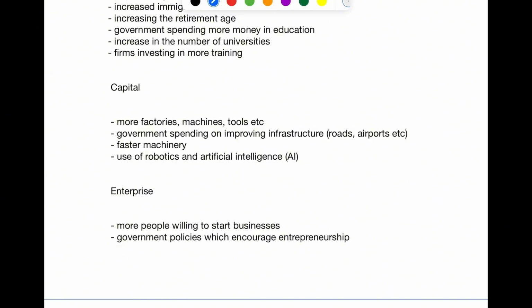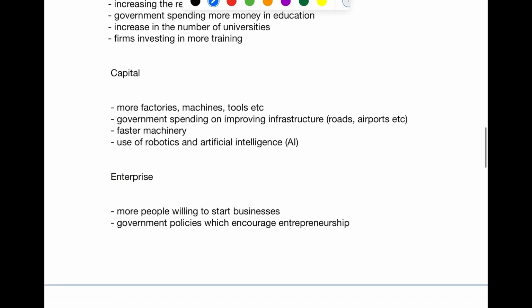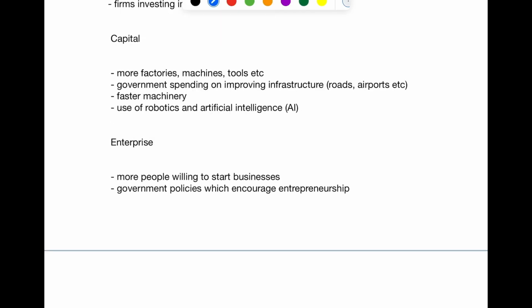And also we've got the use of robotics and artificial intelligence also speeding up the potential output within an economy. And then enterprise. If we have more people willing to start businesses, more people wanting to become entrepreneurs, then we have more entrepreneurs available. It could be that universities offer more courses in management and leadership. So if there are more courses on leadership and management, we're going to have more people leaving university with the ability to become an entrepreneur potentially.